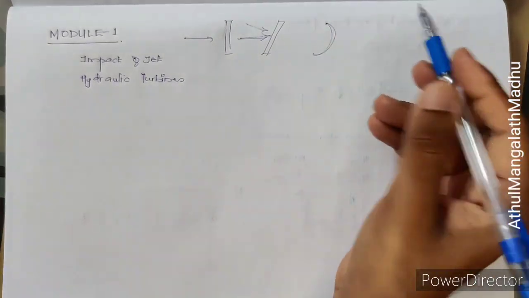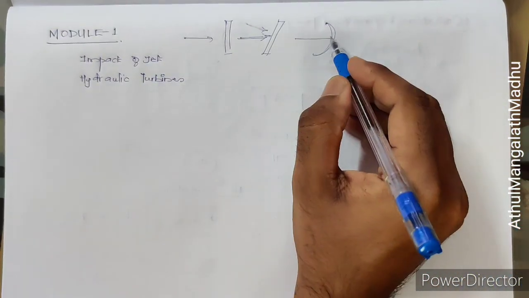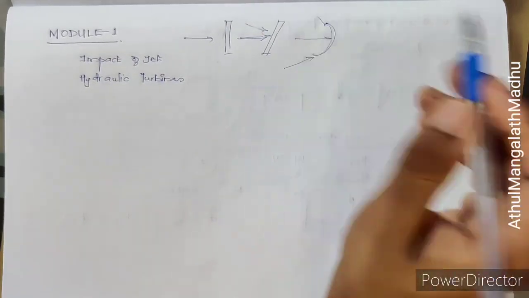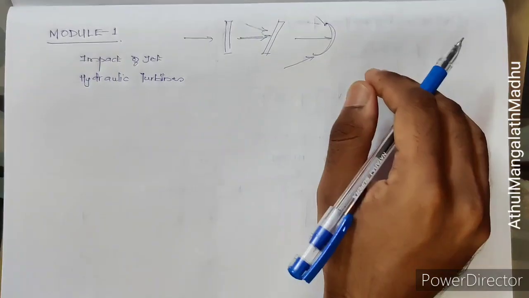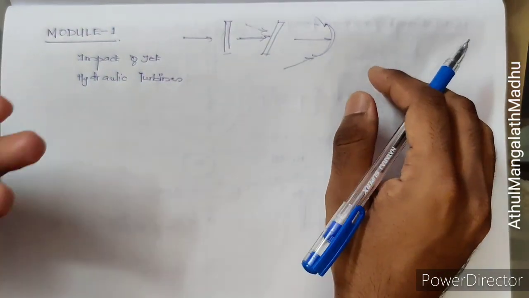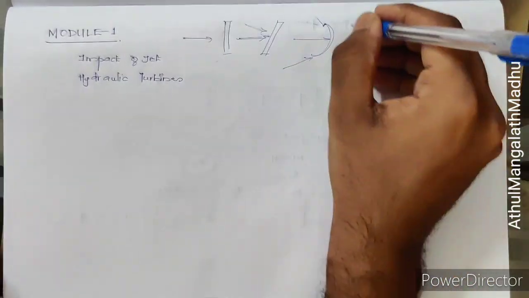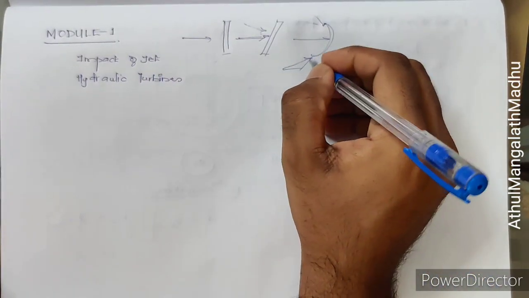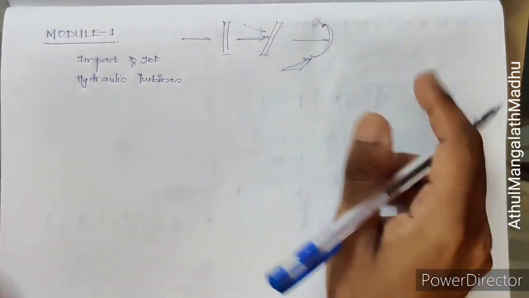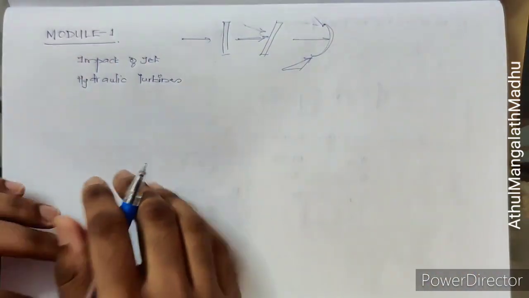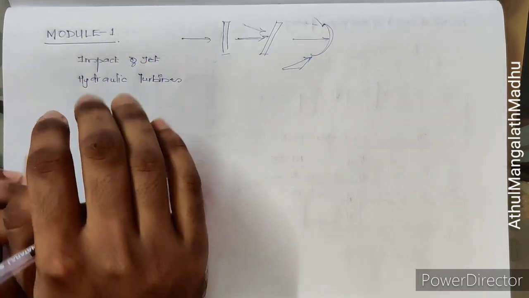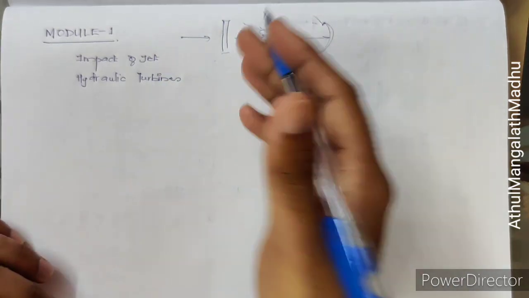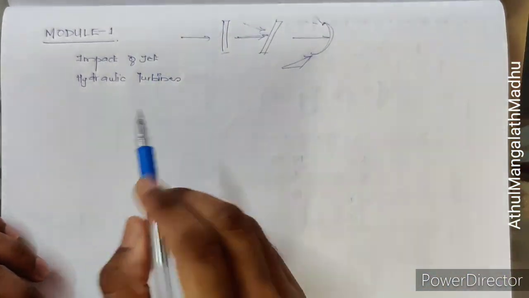And when you have a curved vane, there are two different ways. Either it can hit at the center, or it can hit at the end and leave from one side. In all these cases, it can be either stationary or moving. Remember, when you have a curved vane that is moving, you will have the velocity triangle at the inlet and outlet. So that's how you have to learn module 1, the topic of impact of jet. You have to learn the derivation also, because the most important part of this is the derivation plus the numericals of impact of jet.